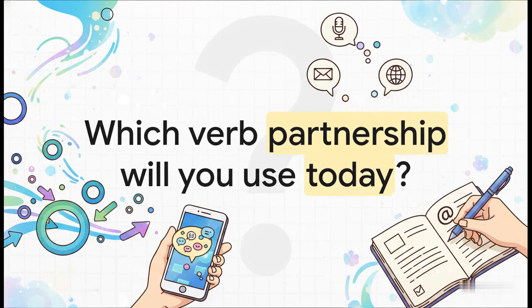And that brings us to the end of our matchmaking session. You now hold the secret codes to making your English sound beautifully smooth and natural. But as we all know, knowledge is only power if you actually use it. So I want to leave you with a provocative question. Which verb partnership will you use today? Seriously, don't just close this explainer and forget about it. Go out into the real world, send a text, write an email, or have a conversation, and test drive one of your new fluency secrets right now.